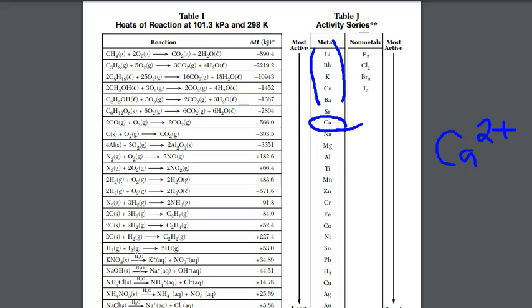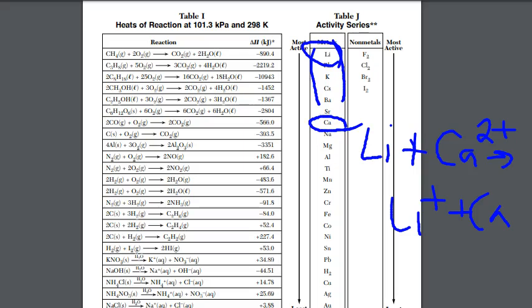So for example, lithium atoms plus calcium ions will react. We'll get lithium ions and calcium atoms. The opposite way will not work. In fact, if I have a solution with lithium ions in that solution, no metal I put in there is going to make the lithium go from the ion form back to the atom form.